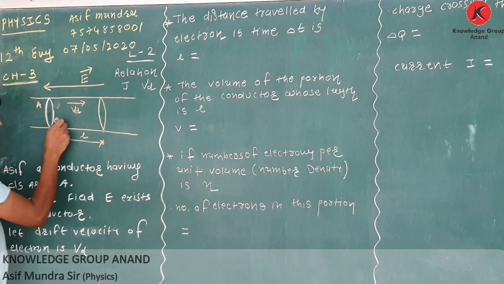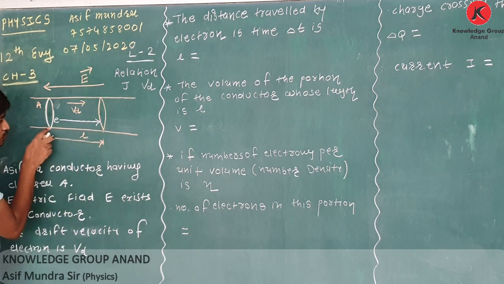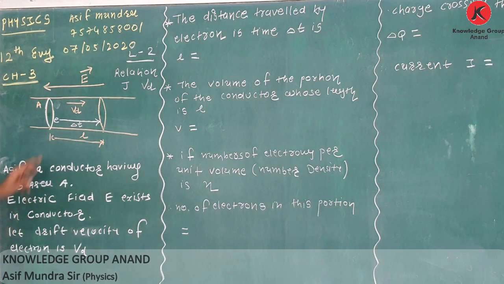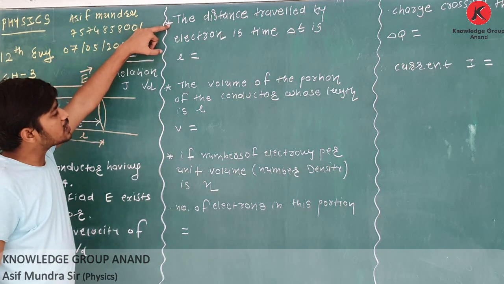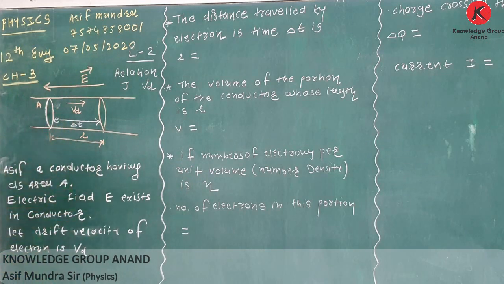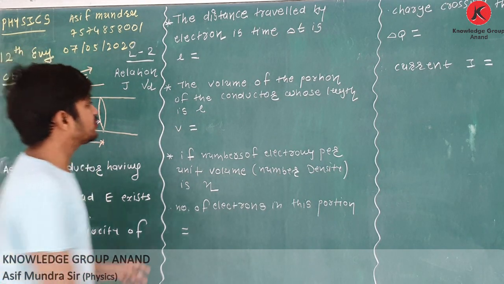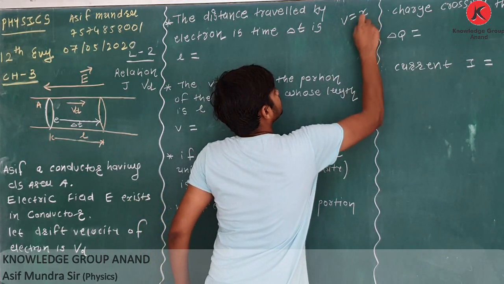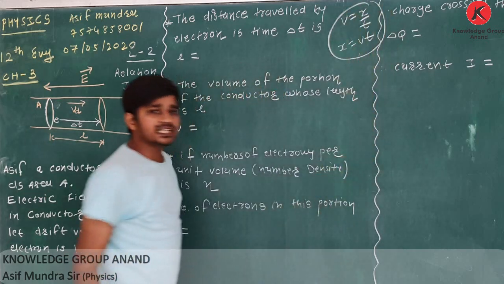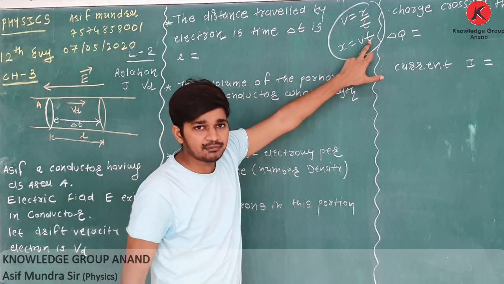This electron with drift velocity Vd is moving from this portion to this portion in time delta t. So in time delta t with speed Vd, what is distance traveled? Distance traveled is L. And how to write this L? You know one equation? Speed is equal to distance upon time. So distance is equal to speed into time. Yes or no? Yes.